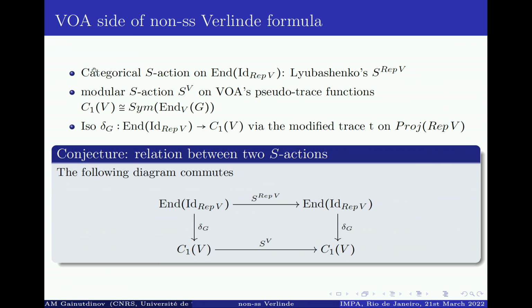And the conjecture we have, which we tested in many examples, but it's still a conjecture, is about the relation between these two S transformations. That the following diagram commutes. So here is the categorical S transformation. Here is Miyamoto's S transformation on the VOA, on pseudo-trace functions, and this is delta_G, which I defined via the modified trace construction. The conjecture is that this diagram commutes.